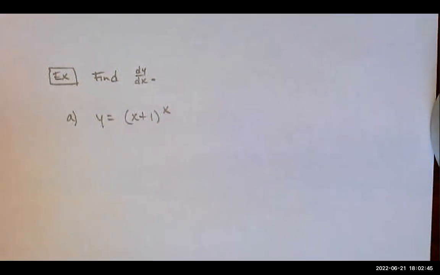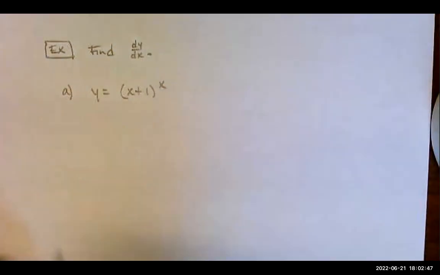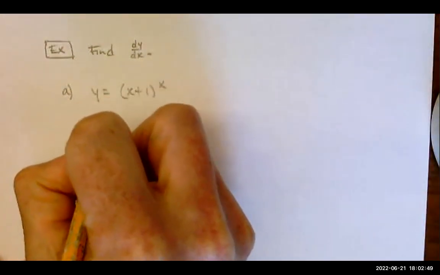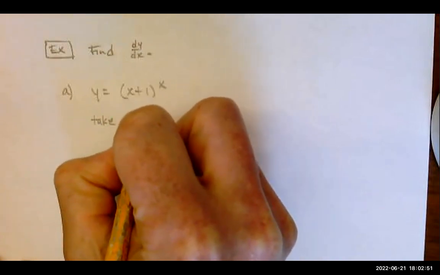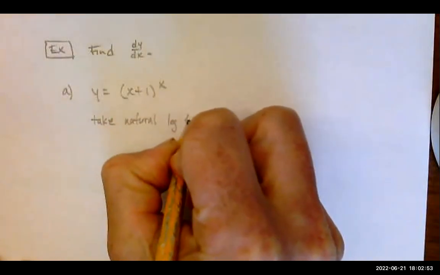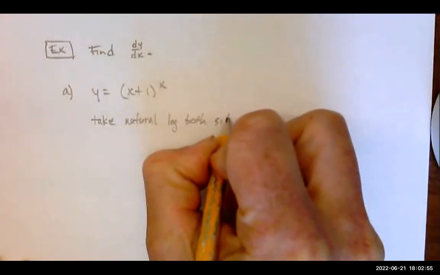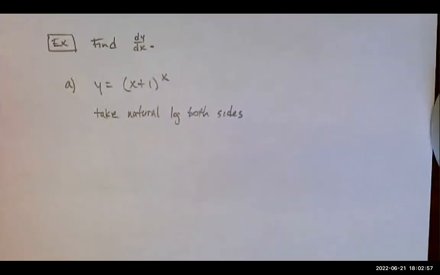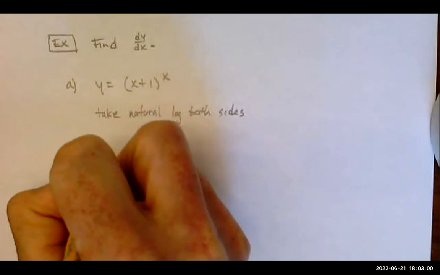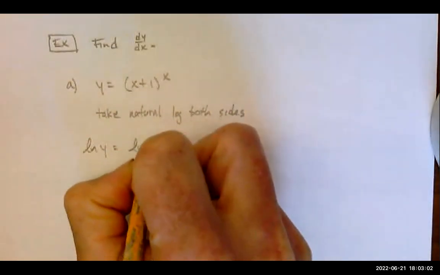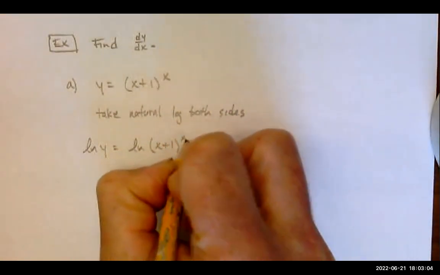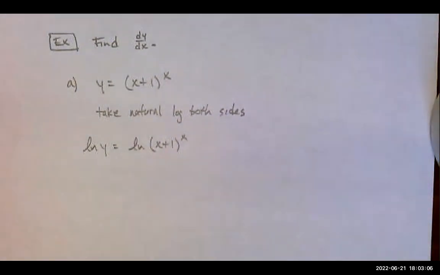Okay, here's what we're going to do. We're going to begin by taking the natural log of both sides. We can't do anything without that. We need to apply logarithms. So we get the natural log of y equals the natural log of x plus 1 to the x. Why the natural log? Because it has the nicest derivative, of course.